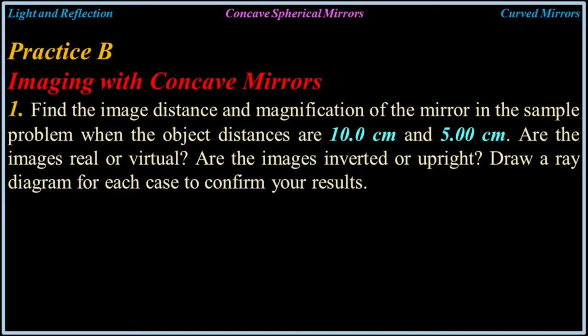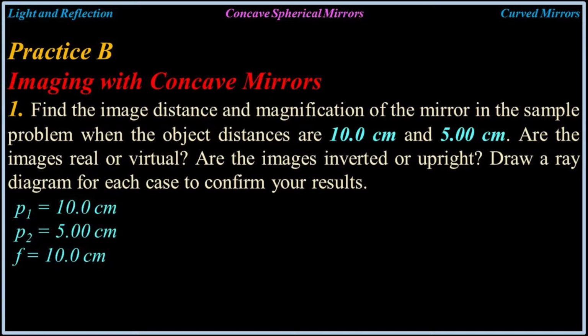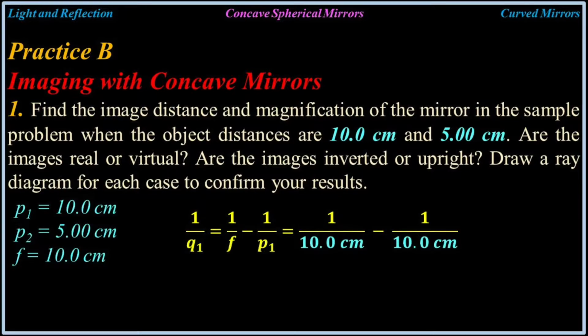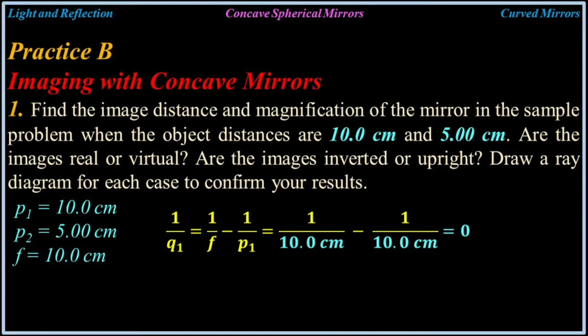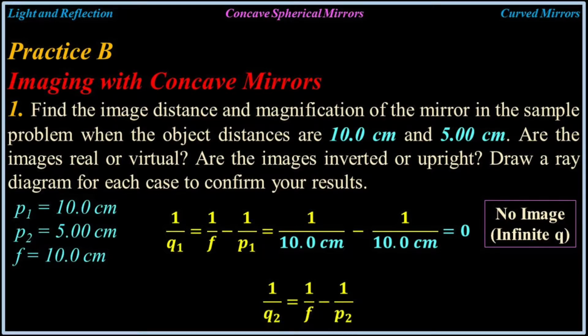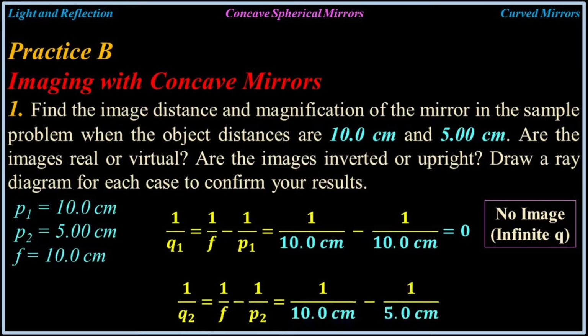So you want to gather together your equations and your information. There's P1, P2, and F. And there's the equation to calculate Q1. And that's going to be 0. First one, so no image, infinite Q. Now let's do Q2.